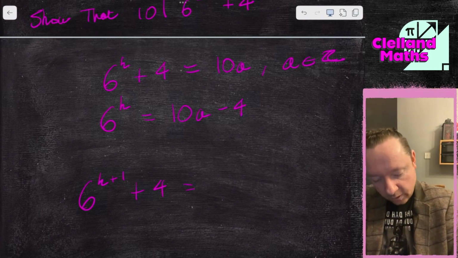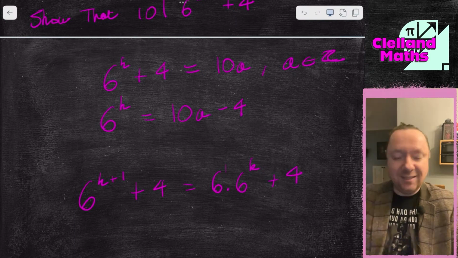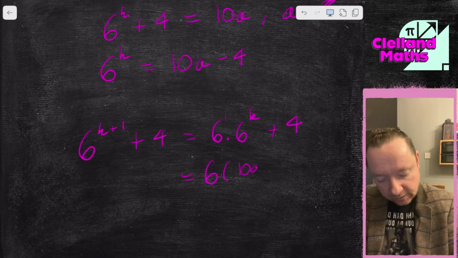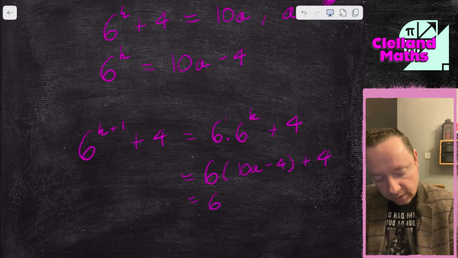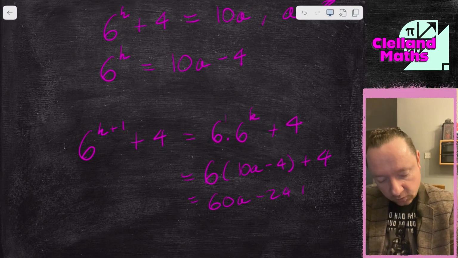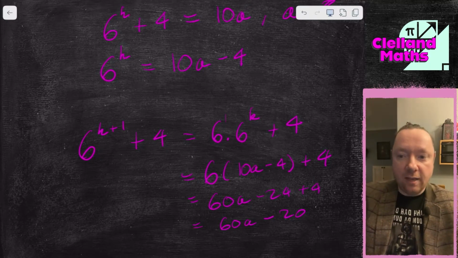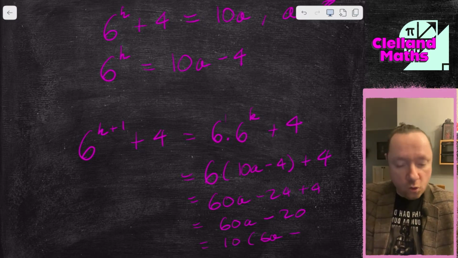Well, 6 to the k plus 1 is just 6 times 6 to the k, rules of indices, plus 4. But we know 6 to the k is 10a minus 4. So that's 6 times (10a minus 4) plus 4. If we can show that's a multiple of 10, we're done. So just expand it out: 60a minus 24 plus 4, which is 60a minus 20. And we just need to show that 10 is a factor of that. Well, that is equal to 10 times (6a minus 2).